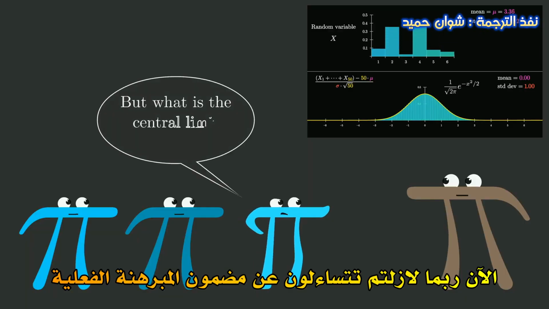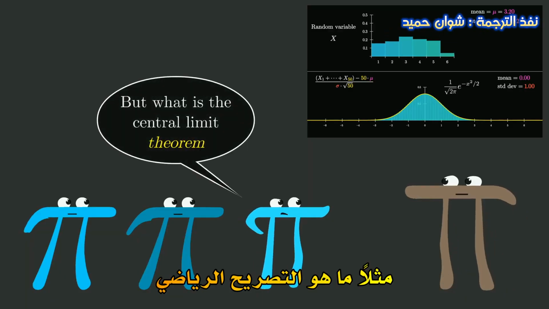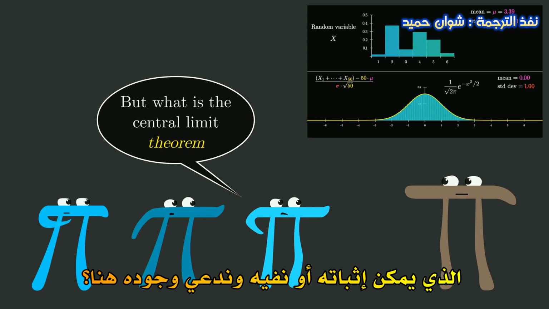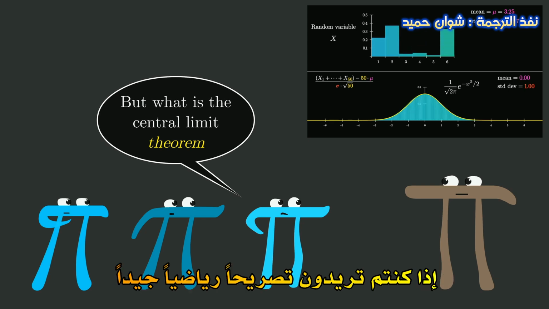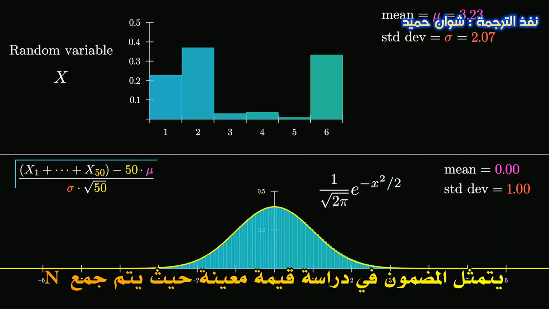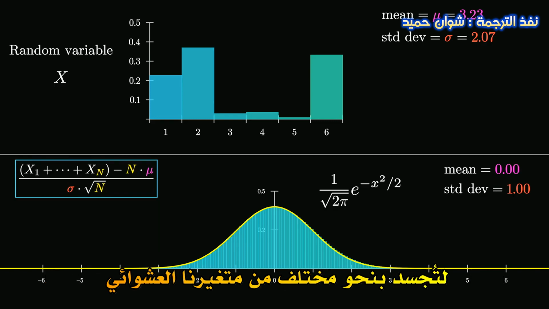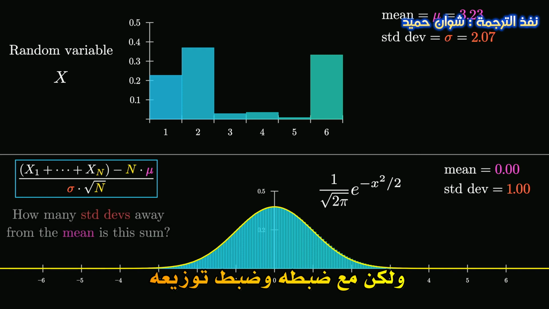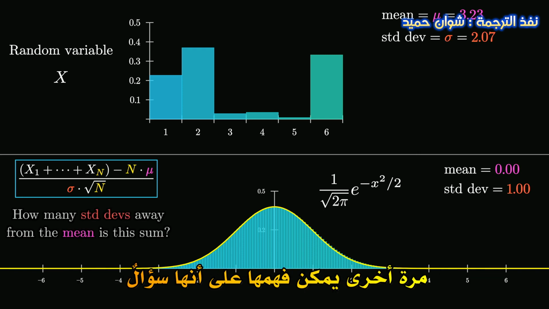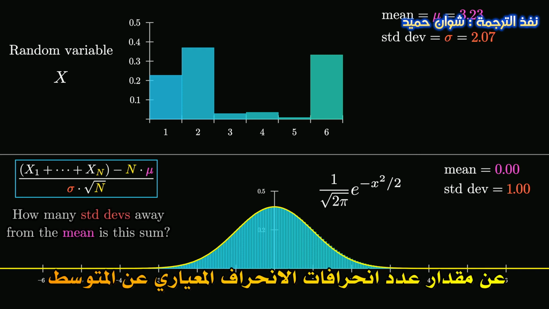Now, the more theoretically minded among you might still be wondering, what is the actual theorem? Like, what's the mathematical statement that could be proved or disproved that we're claiming here? If you want a nice formal statement, here's how it might go. Consider this value, where we're summing up n different instantiations of our random variable, but tweaked and tuned so that its mean and standard deviation are 1. Again, meaning you can read it as asking how many standard deviations away from the mean is the sum.